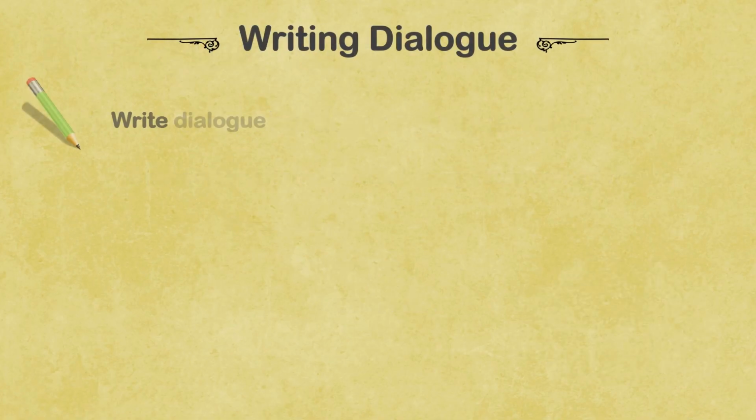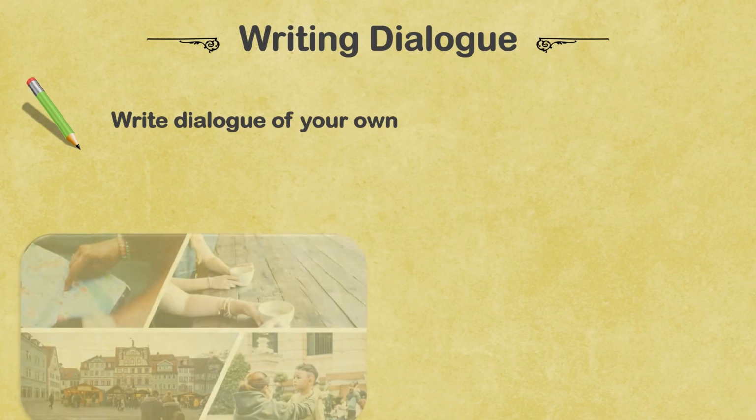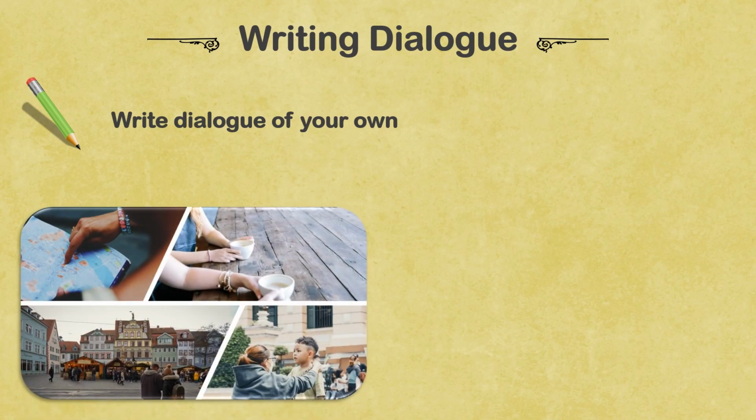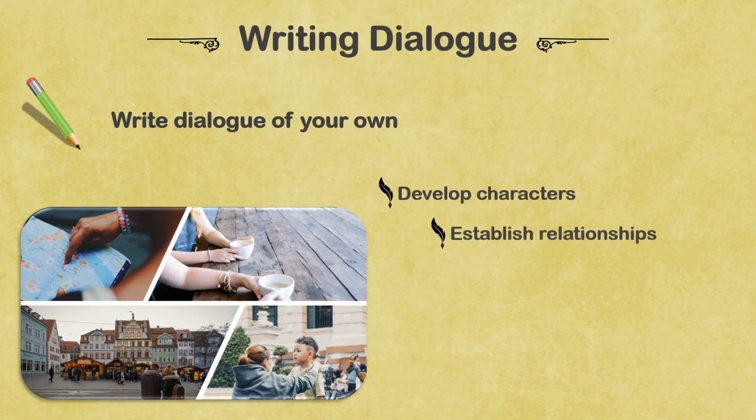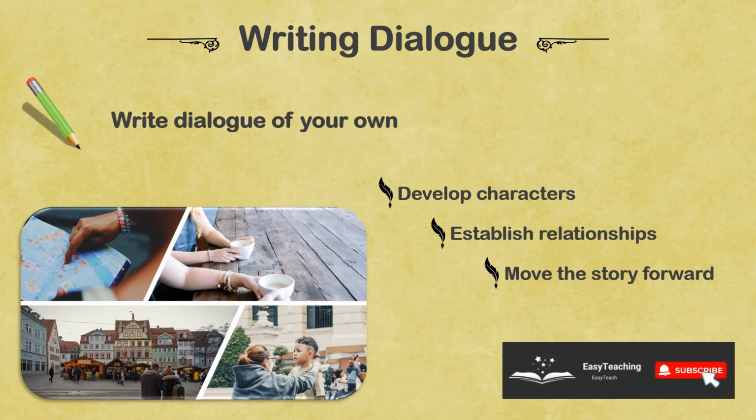Now it's time to write some dialogue of your own. You might like to use one of these pictures as inspiration. Write a few lines of dialogue that develop characters, establish relationships, or help move the story forward. Use your imagination to think about what might have happened before and what could happen next. Remember to cut anything that doesn't serve a purpose.